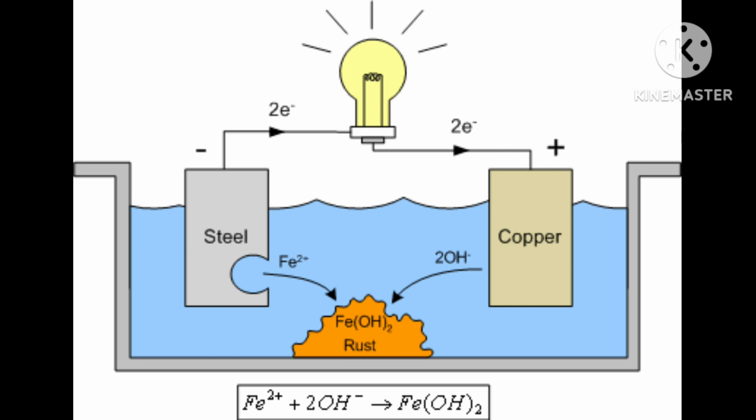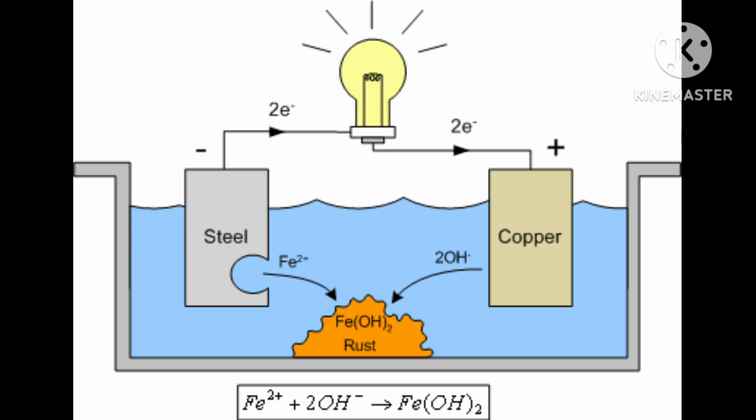Then who will take this electron? There must be someone to take the electron. You know the redox reaction: oxidation and reduction together is called redox reaction. Both take place together. Then who will take the electron? Here, the hydrogen ion H plus.